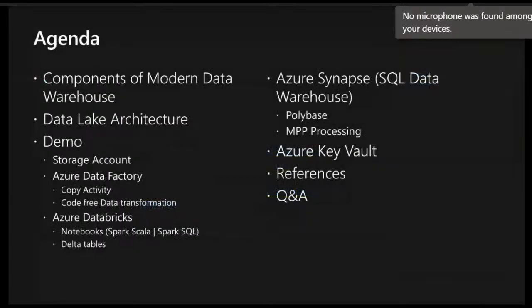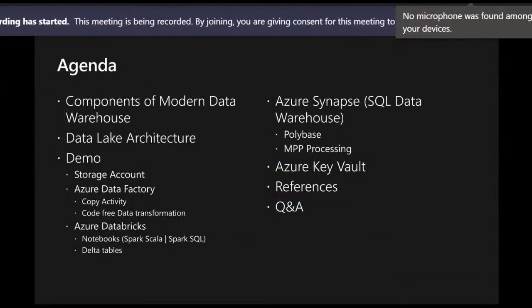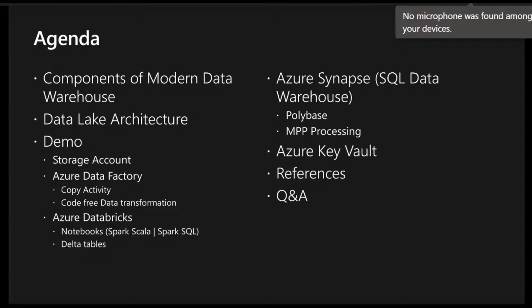The agenda for this three-part series is to learn how we can build a modern data warehouse using the services provided by Azure. In the first session, we looked at the different components of a modern data warehouse and the data lake architecture. We then focused on the data lake storage account, ADLS Gen2, and Azure Data Factory in part 1. In part 2, we looked at Azure Databricks, which is Spark as a service offering from Databricks. We also looked at Delta tables and the performance benefits we get when we use optimized file formats like ORC and Parquet.